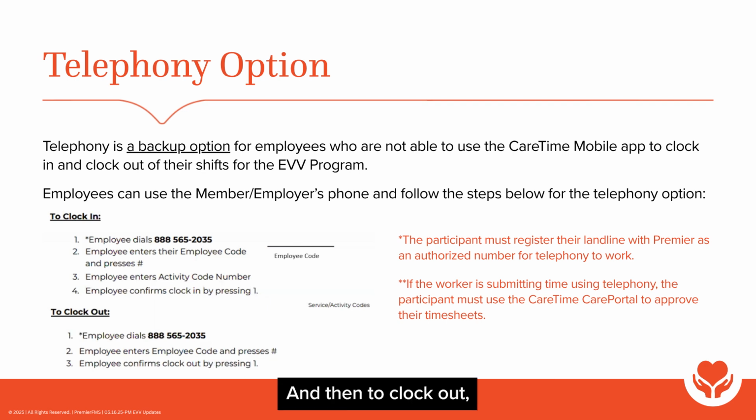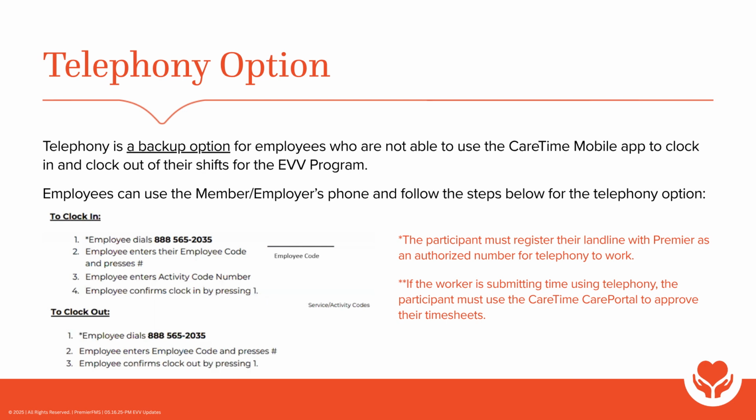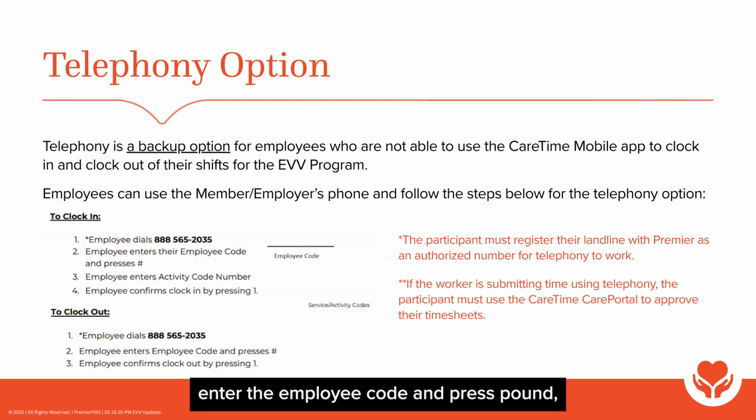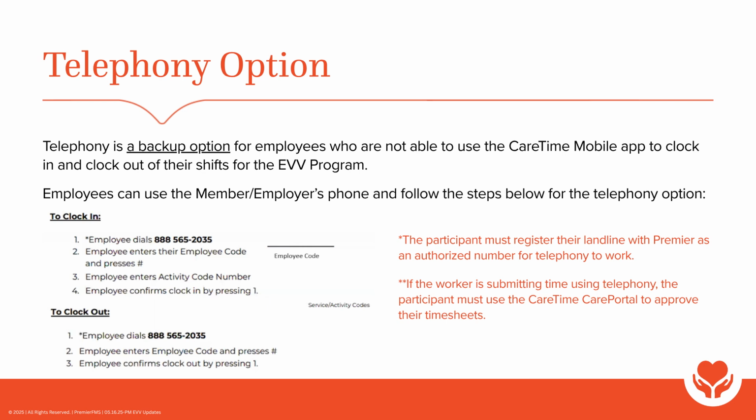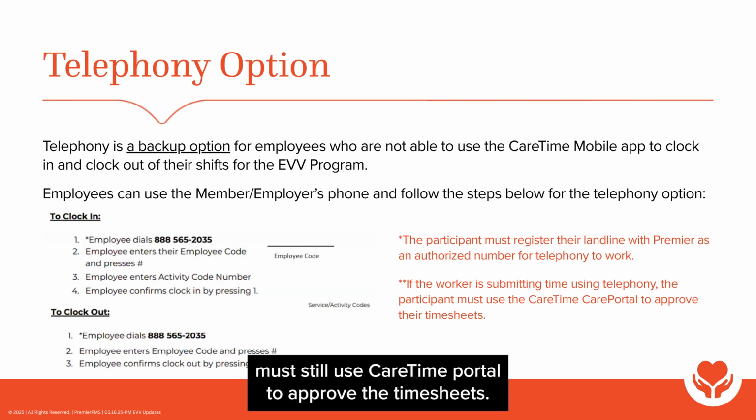And then to clock out, the employee would dial that same number, 888-565-2035, enter the employee code and press pound, and then confirm by pressing 1. If the worker is submitting time using the telephony, the participant must still use the CareTime portal to approve the timesheets.